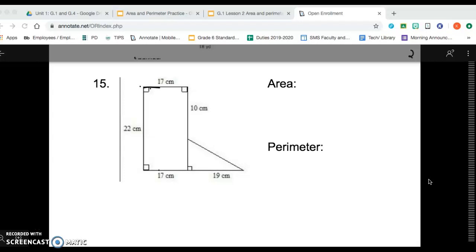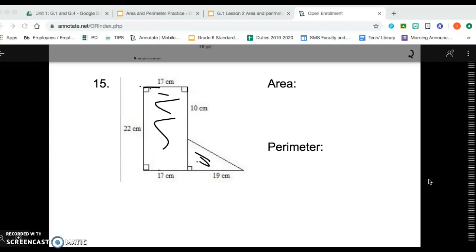Okay, so now we're going to do area. So again, same thing. I want you to just do a quick sketch of this very quickly. It doesn't have to be perfect, but make sure you have the labels. So this one, they kind of already broke it up into the shapes for us. So we have this rectangle here, and we have a triangle.